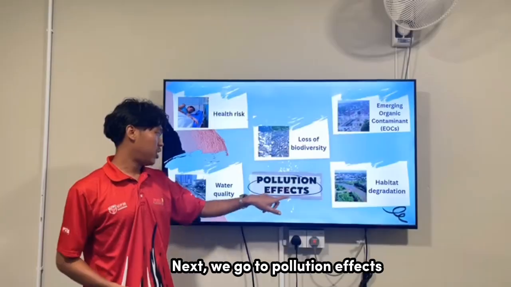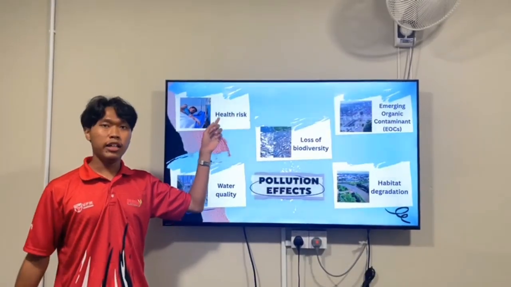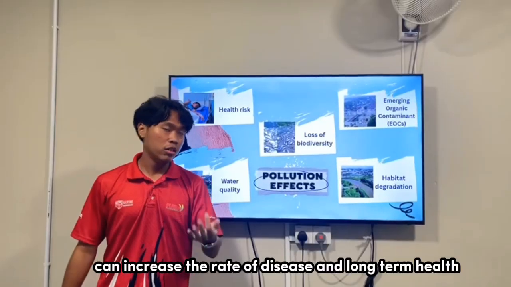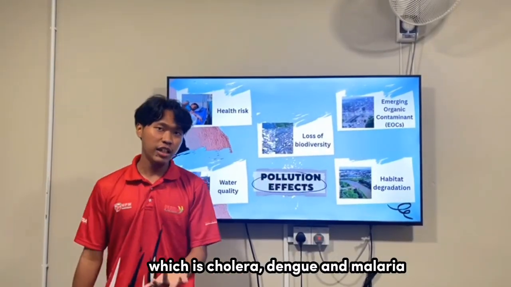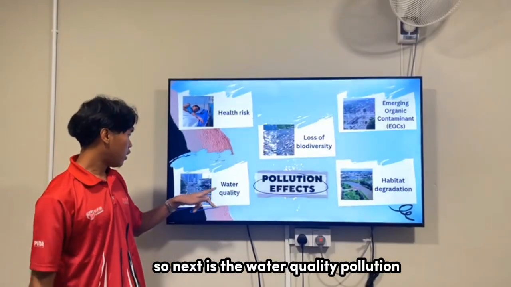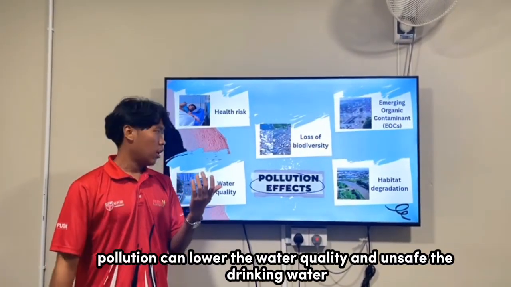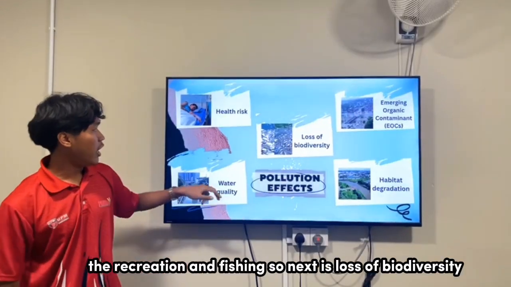Next, we go to pollution effects. The first pollution effect is health risk. Contaminants can increase disease and long-term health problems, such as cholera, dengue, and malaria. Next is water quality. Pollution can lower the water quality and make the water unsafe for drinking, recreation, and fishing.